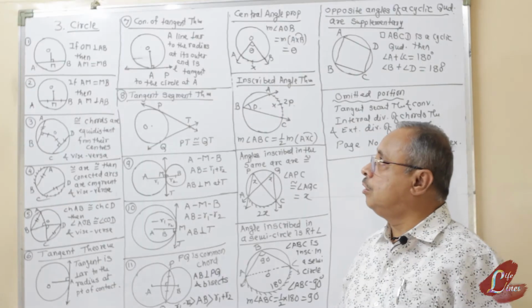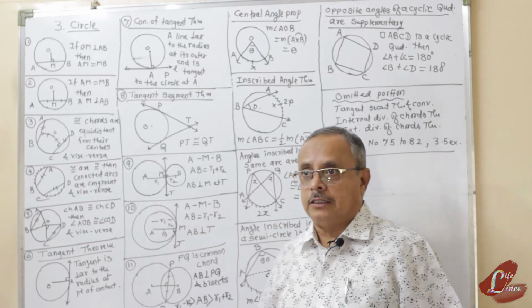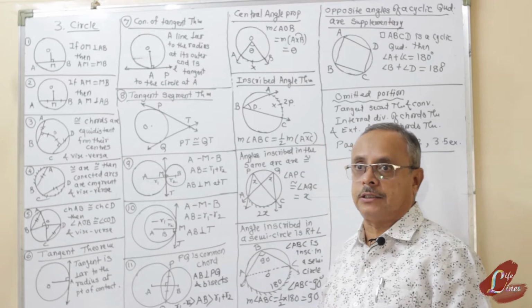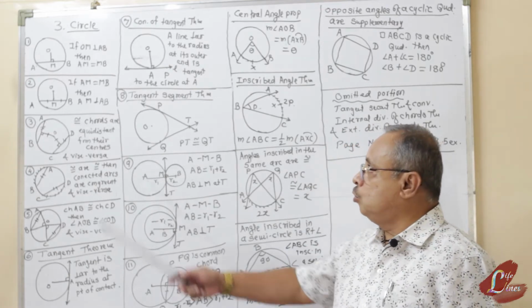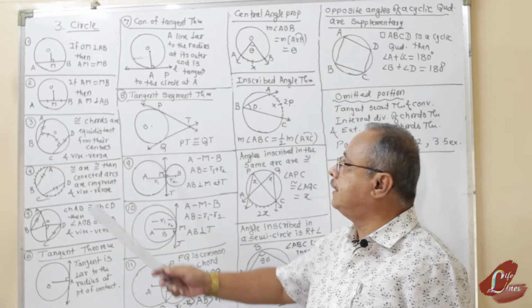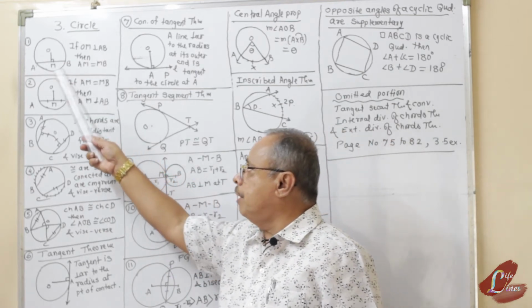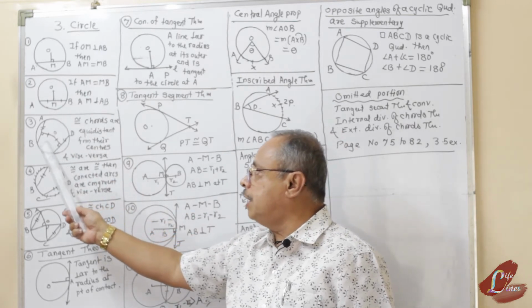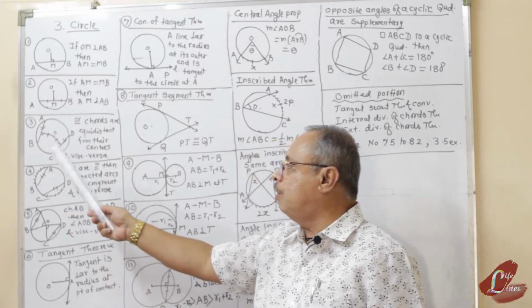Now we are going to study a very important chapter, that is Circle. Circle has the maximum marks in the geometry paper. So we are going to study the basics also, which we have already studied in 9th standard, that is, the perpendicular from the center bisects the chord, the bisector is perpendicular to the chord, and congruent chords are equidistant from the center and vice versa.